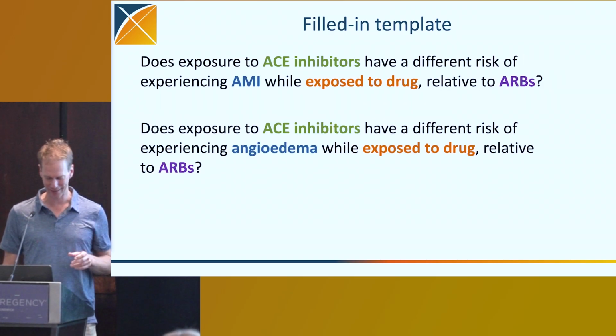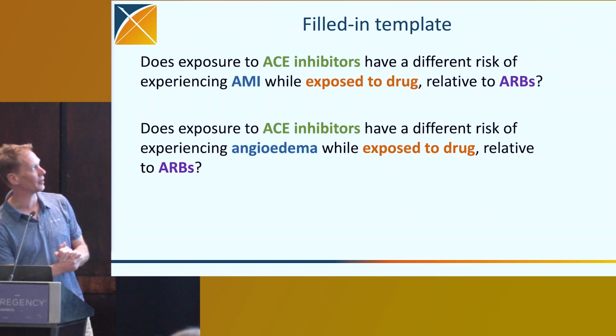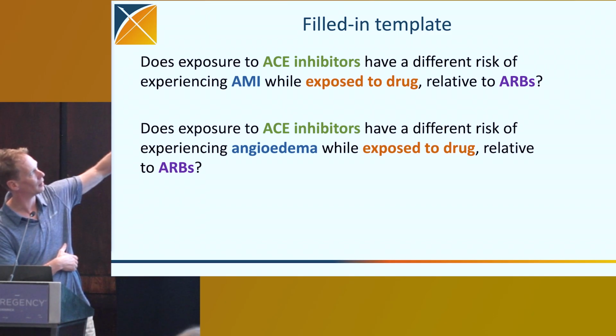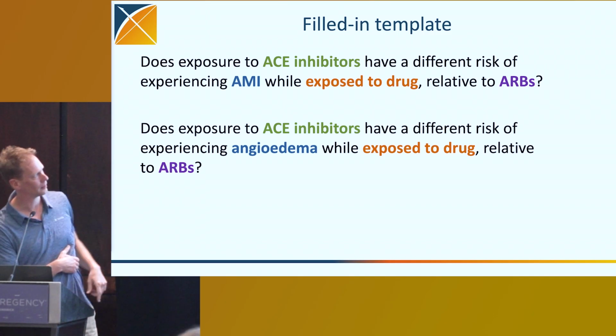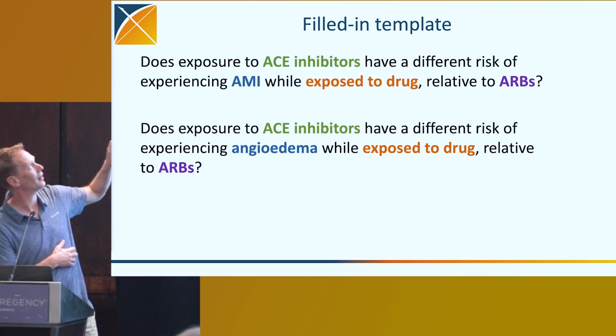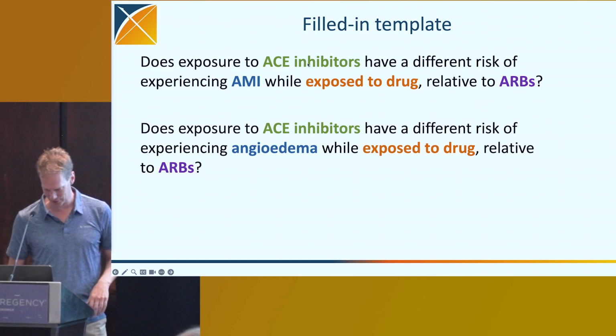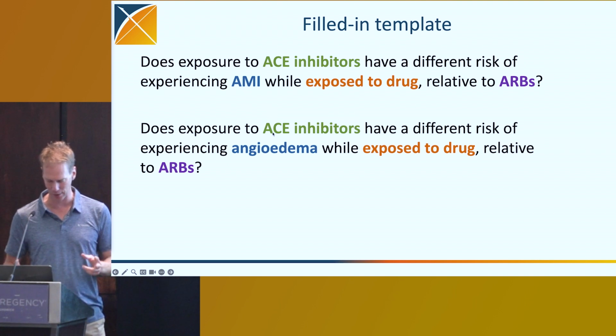Well, in this case, let me show you how I filled it in. So ACEs versus ARBs. I'm sorry, I screwed these all up. These are right actually. So ACEs versus ARBs, that's the target and the comparator. In this case, I split it up by the two outcomes.